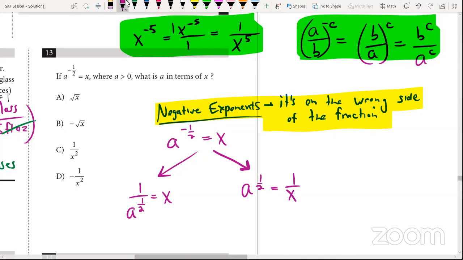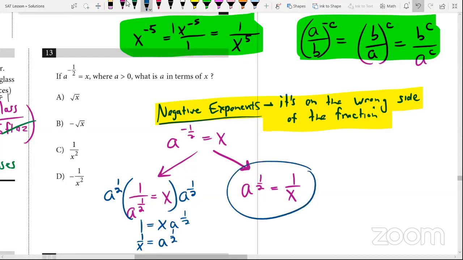Now we need to get a by itself. So of these two, if I were doing the one on the left, which we're not going to stick with, I would multiply by a to the 1/2 on both sides right here. And I would get 1 equals x times a to the 1/2. And then to get a by itself, now you divide by x. 1 over x equals a to the 1/2. But look at this one right here. It already was there. So out of these two options, the one on the right was the better one. Now we need to get a by itself. So how do we get rid of that 1/2?